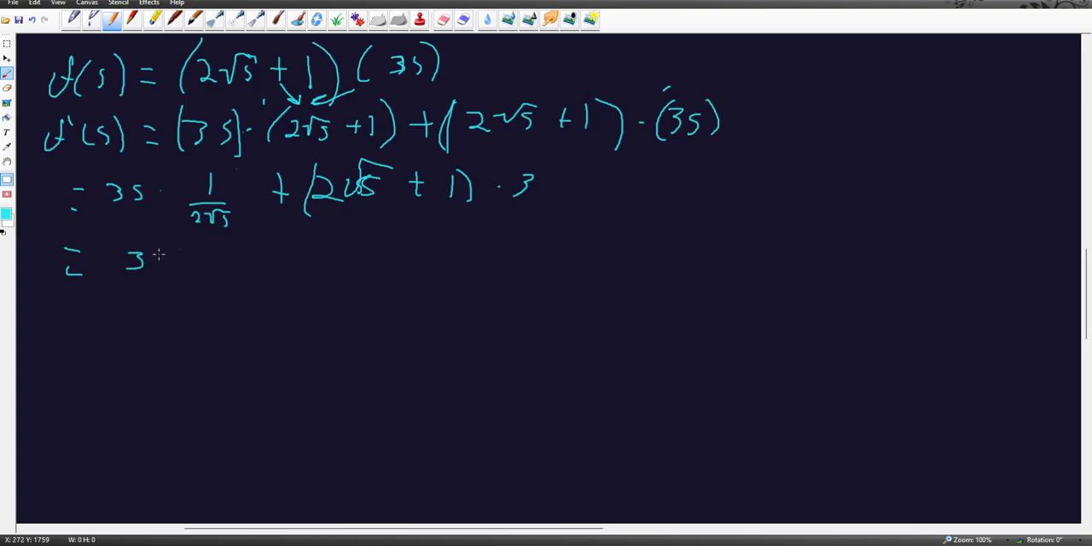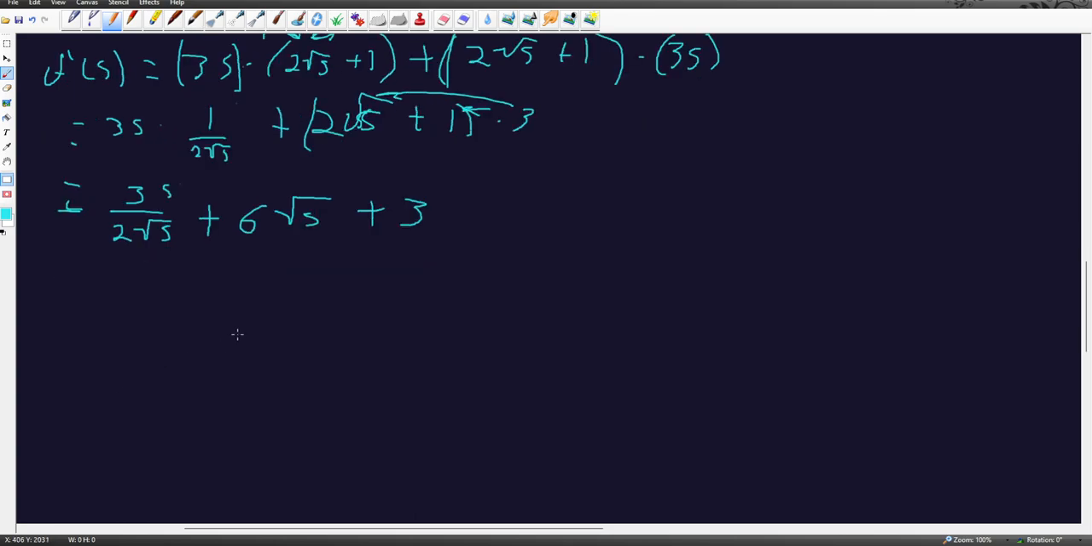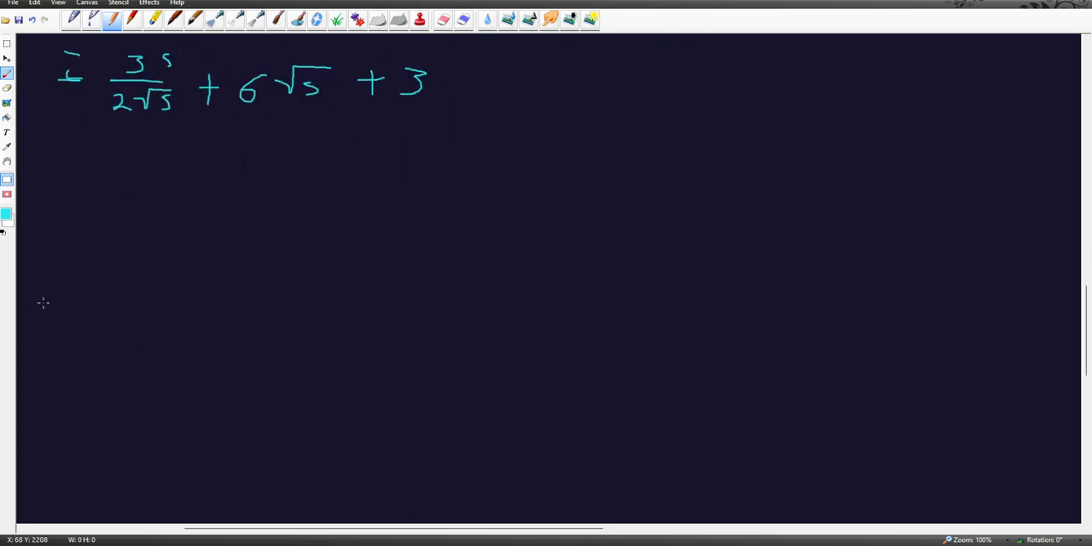After I do this, I'm actually going to rearrange my function plus 6 times the square root of s plus 3. I just distributed 3. You don't have to simplify, but it just looks nicer. It's way more organized to have it simplified. And we're done for product rule.